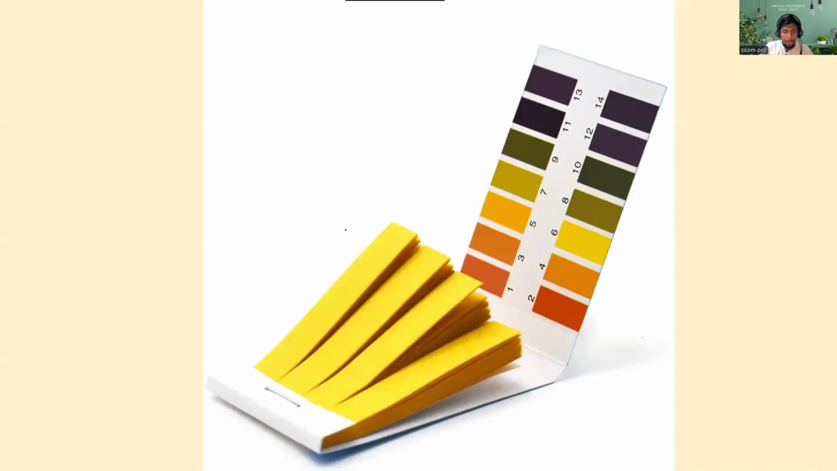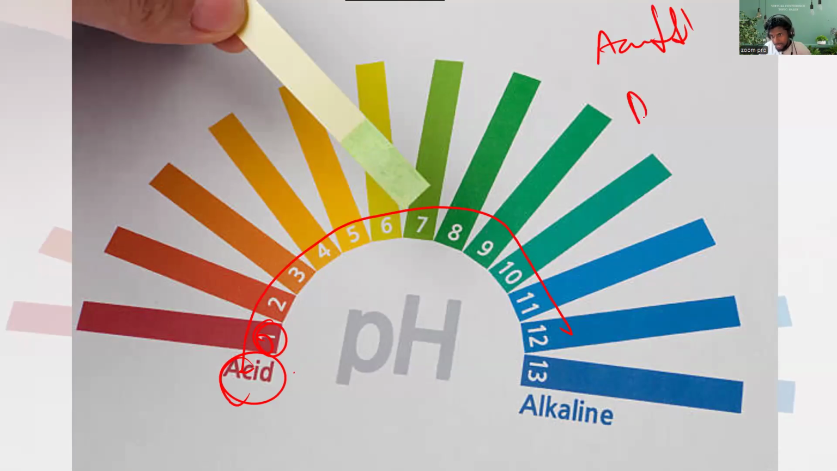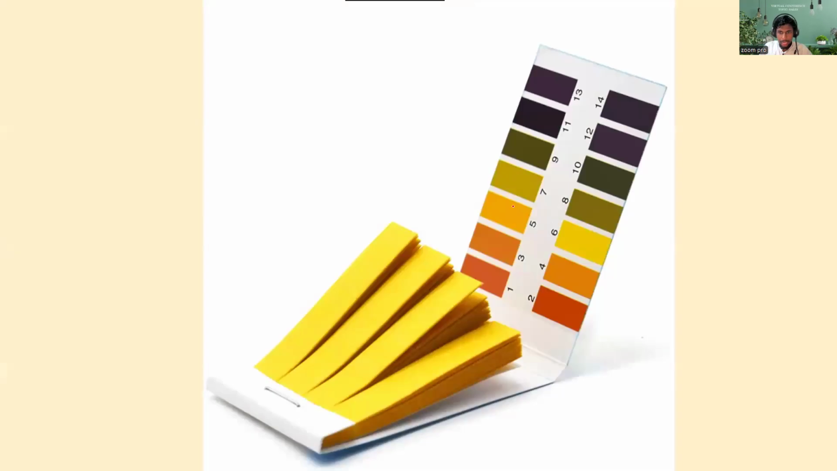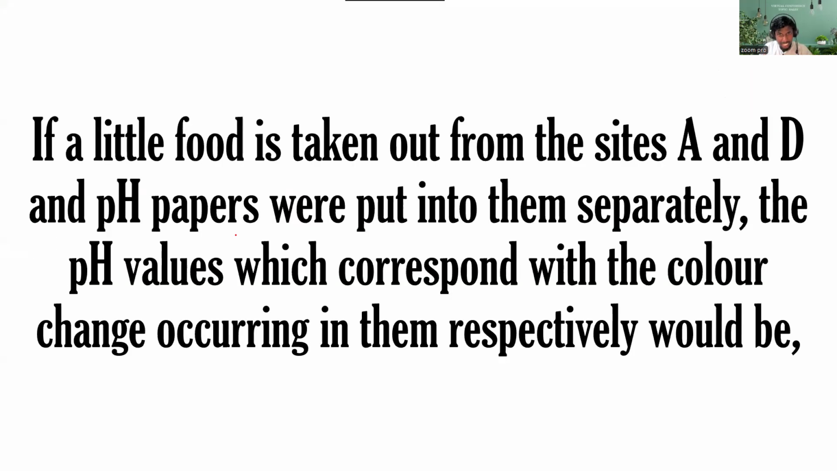So here you can see in the pH scale, when the number is low, that means it represents the acid. When the acidity decreases, what happens to the pH number? It increases. So acidity decreases means the pH value will increase. Acidity increases means the pH value decreases, right? So from that idea, you can get the answer. In the A part, the acidity is high, and in the D part, acidity is low.